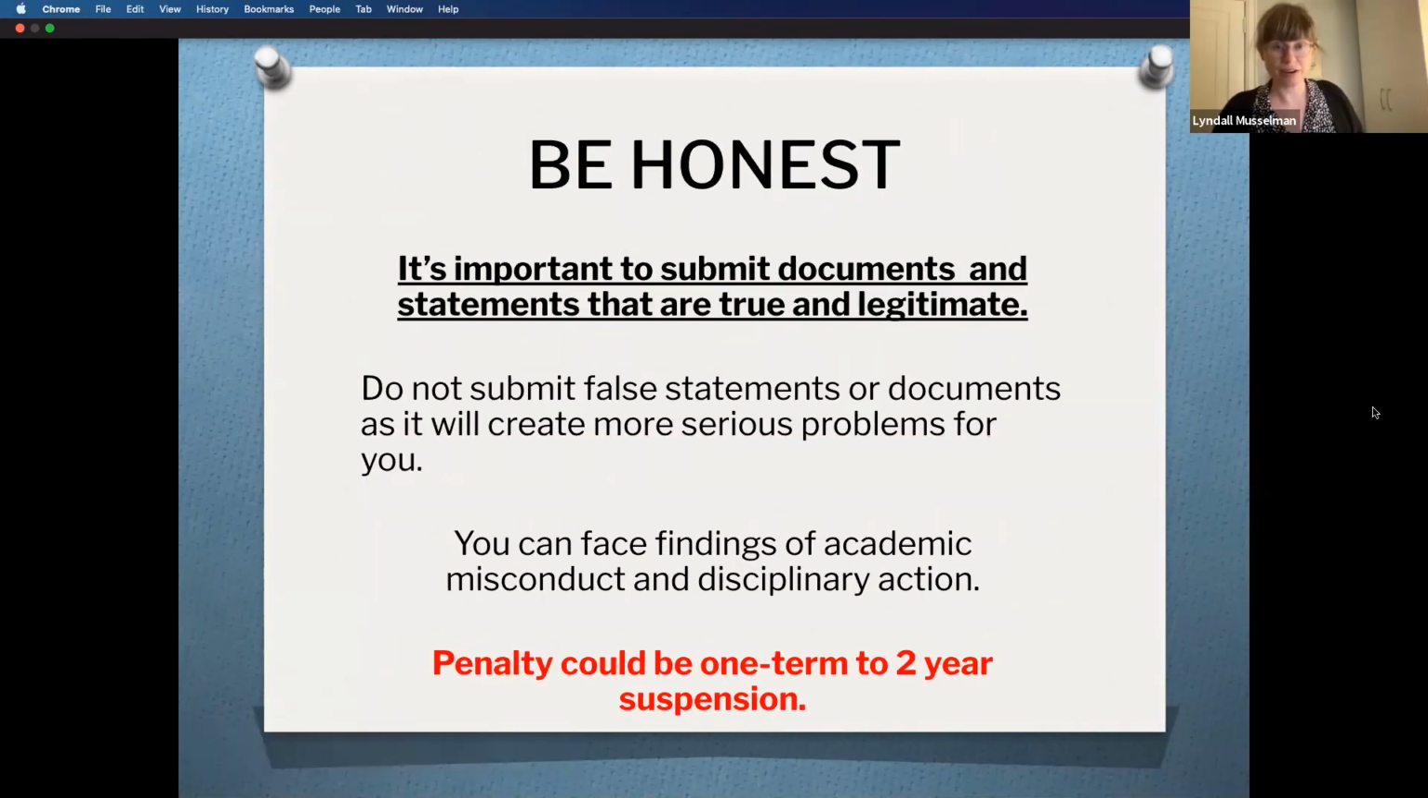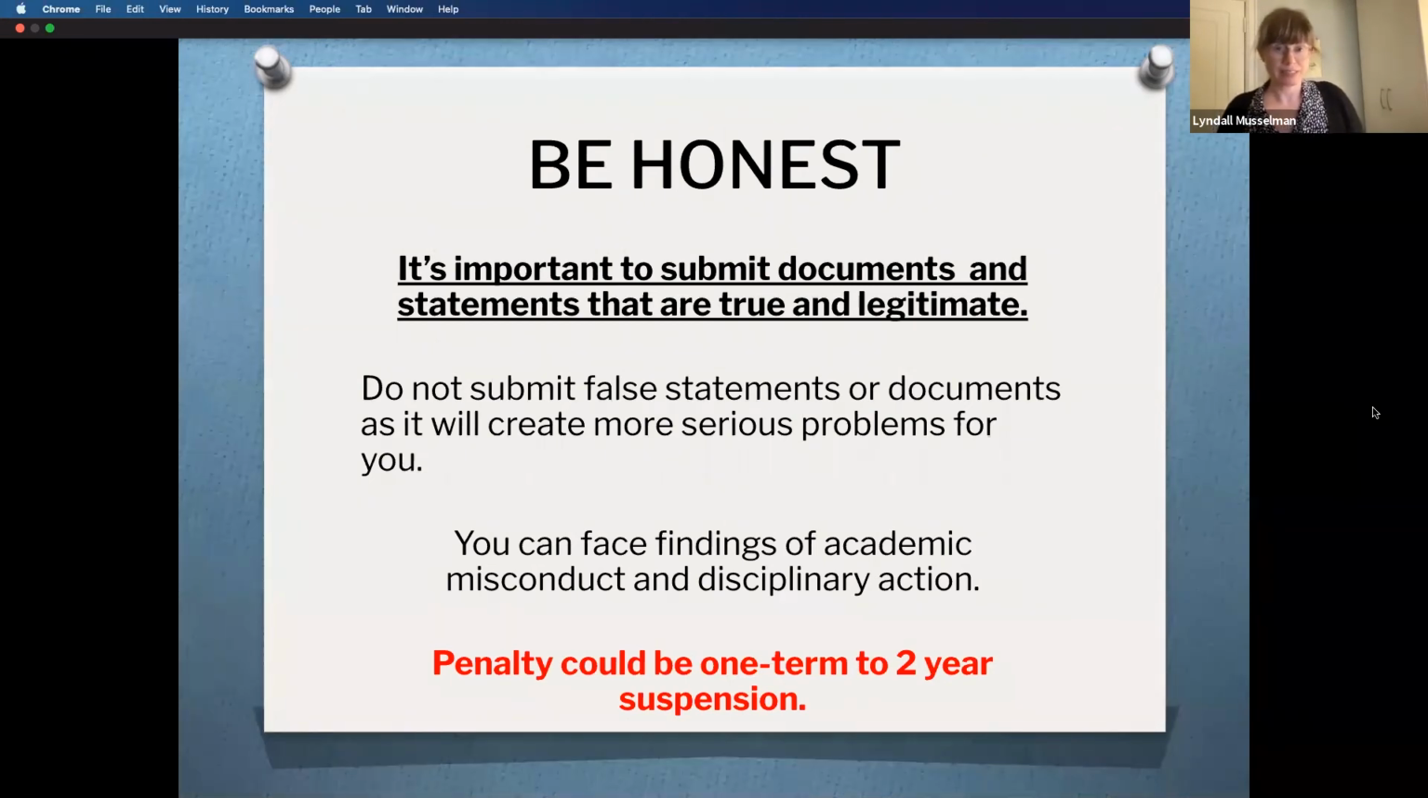Okay, so we're getting there. We're almost done all of our slides. So with this piece, we just want to encourage you to be honest. Of course, it may seem obvious to some of you, but just know that you want to submit documents and statements that are true and legitimate. Otherwise, you could face some really serious penalties.